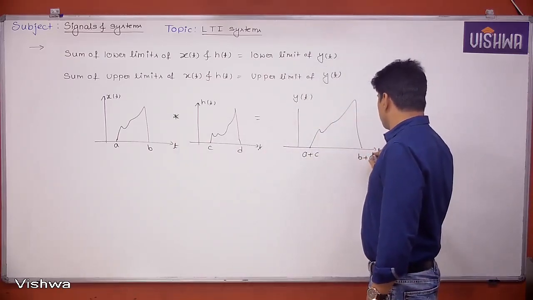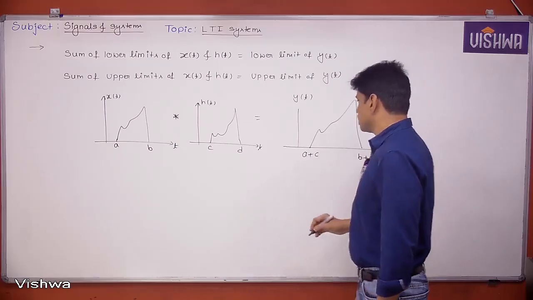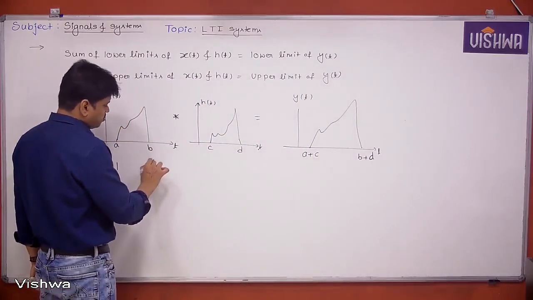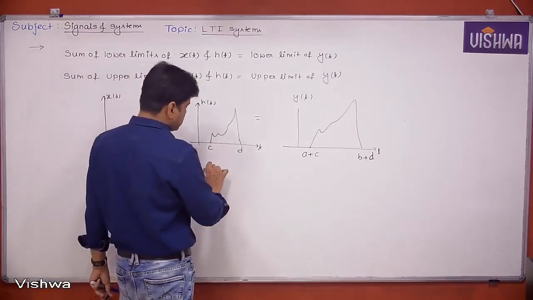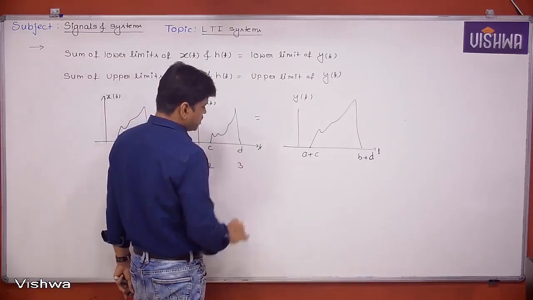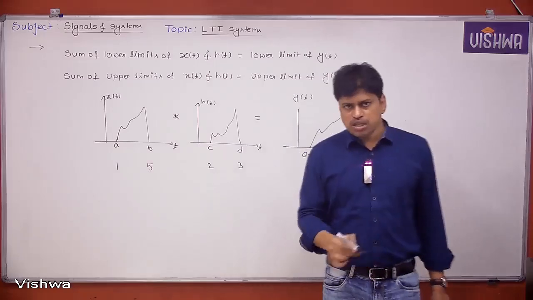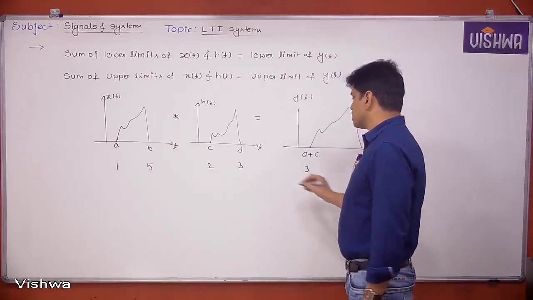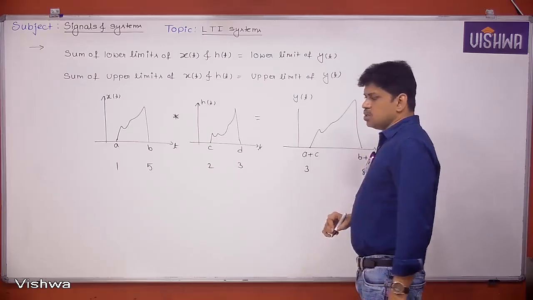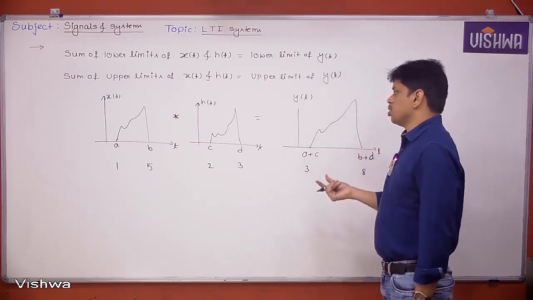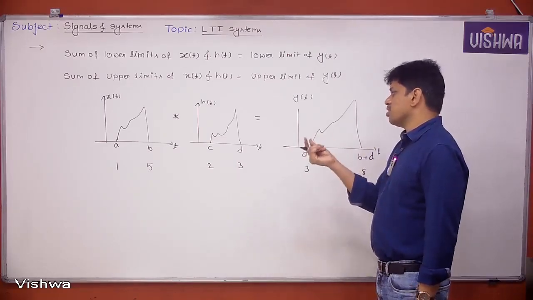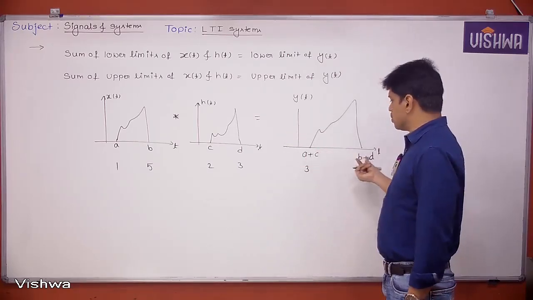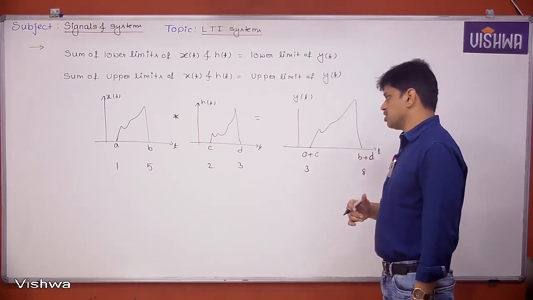If you take a numerical example, you can understand it better. Let's say x of t exists between 1 and 5, and h of t exists between 2 and 3. Then the lower limit of y of t is 1 plus 2, which is 3, and the upper limit is 5 plus 3, which is 8. So this is the limits property. If you take the sum of lower limits, it is the lower limit of the output. If you take the sum of upper limits, it is the upper limit of the output.